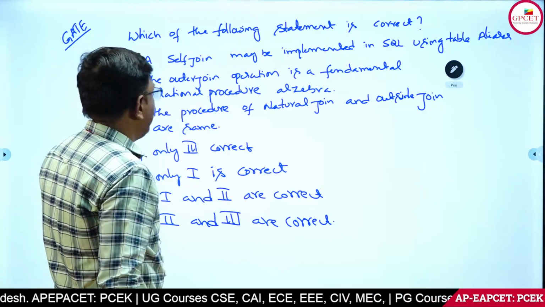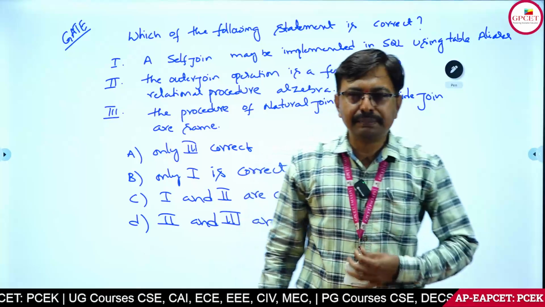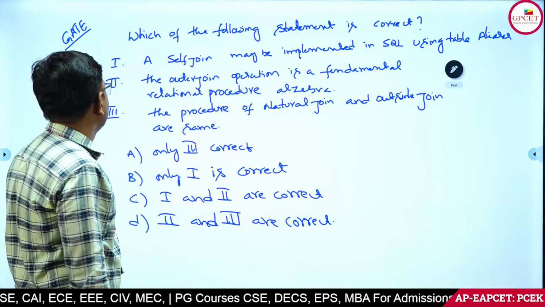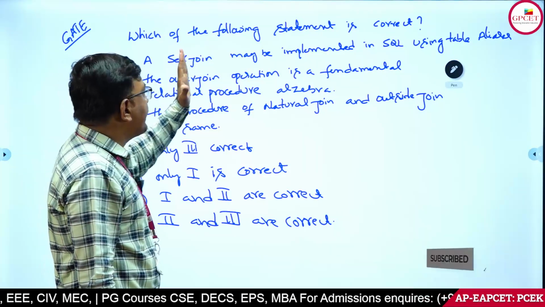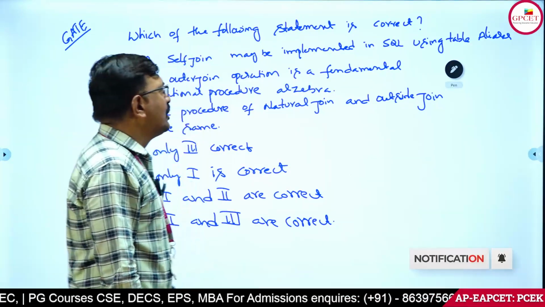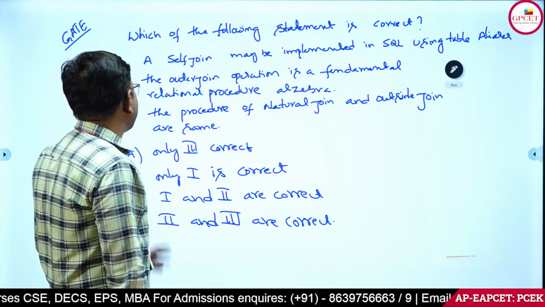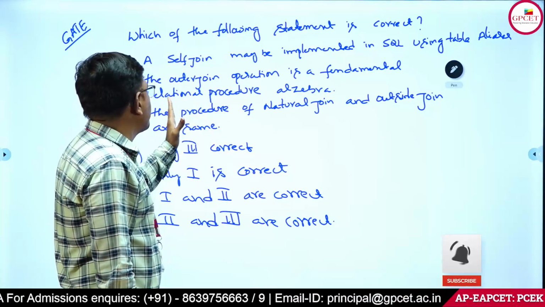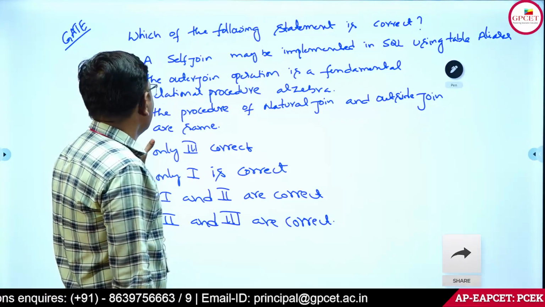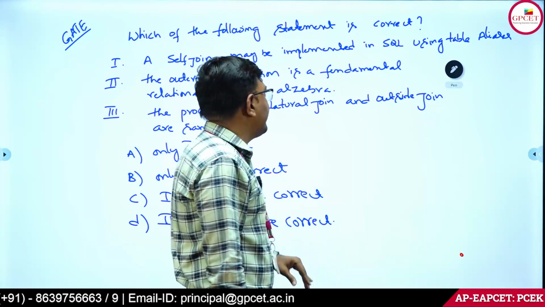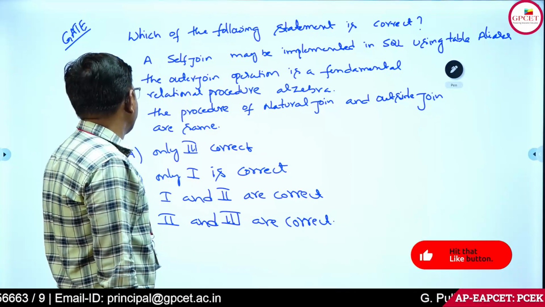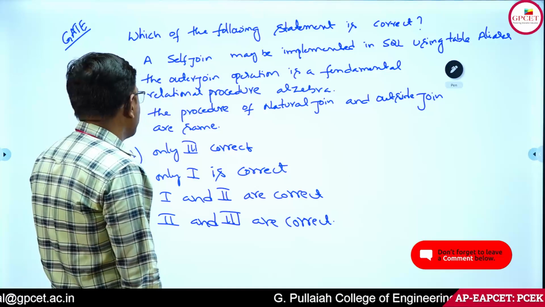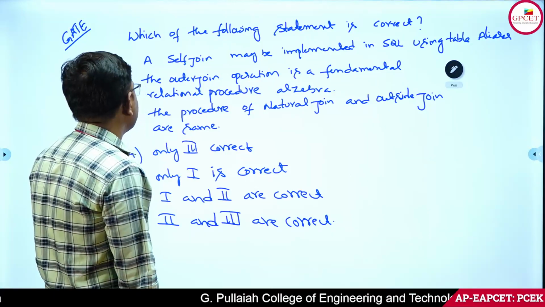Also, here is a previous GATE paper question. Which of the following statements is correct? First, a self join may be implemented in SQL using table aliases. Second, the outer join operation is a fundamental operation in relational algebra. Third, the procedure of natural join and outer join are the same. Which one of the following is correct?